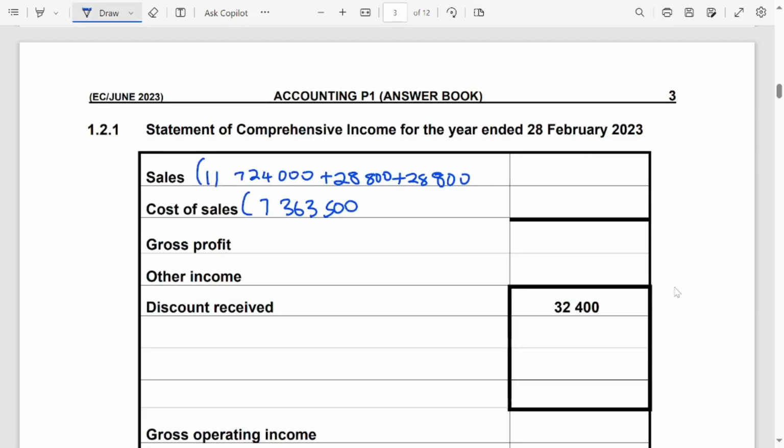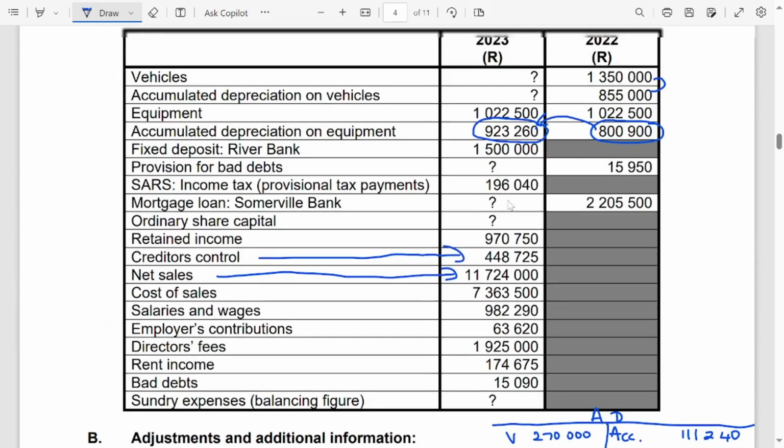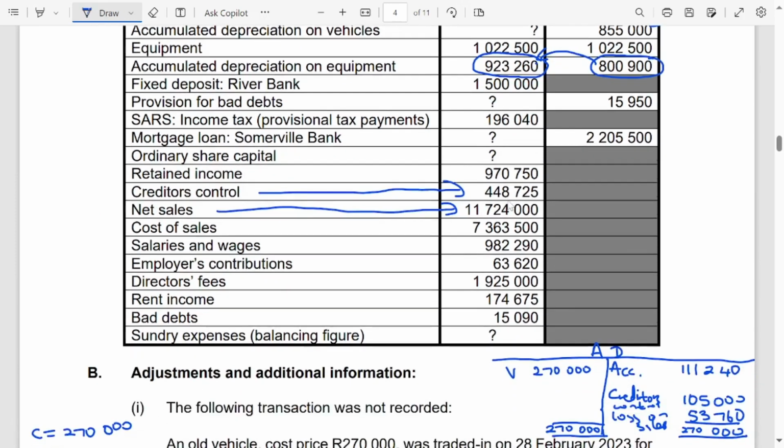Now, why are we doing that? It is because when we incorrectly recorded this as a credit note, it was as if the debtors are retaining the goods. So the cost of sales was decreased, and the trading stock was increased. But here, we don't have the trading stock. It is not given. Let's continue.